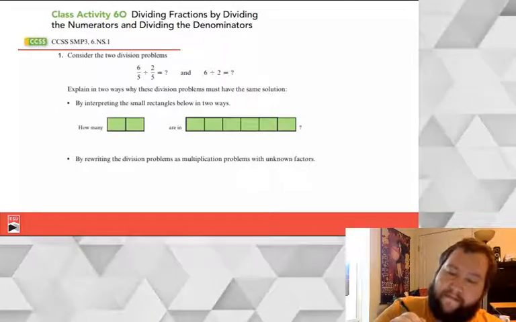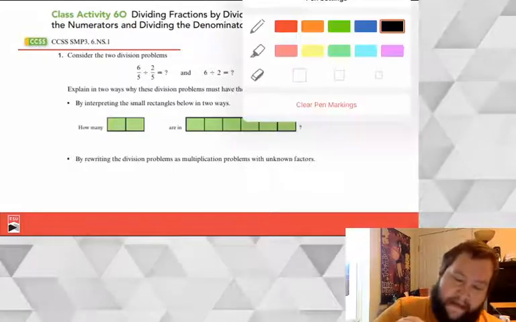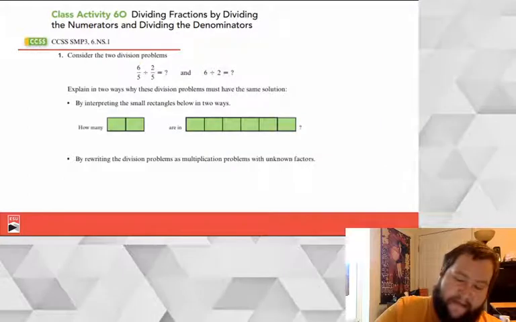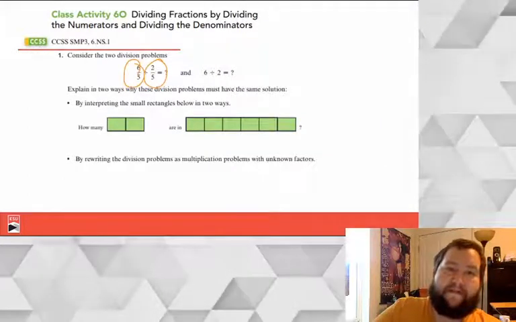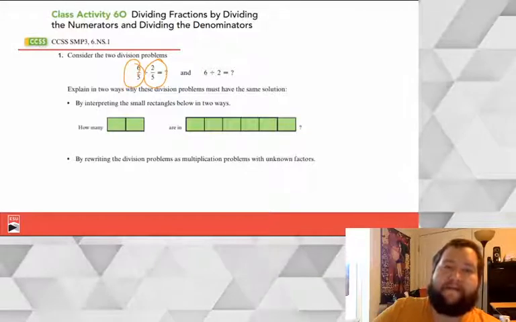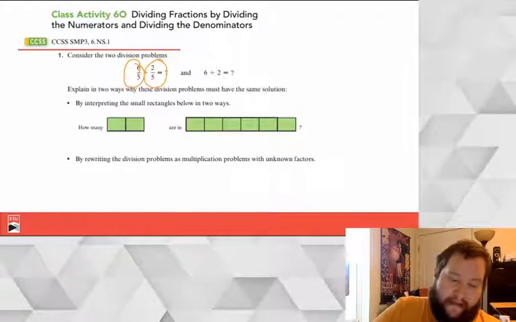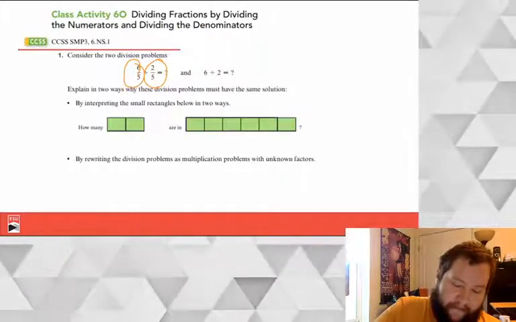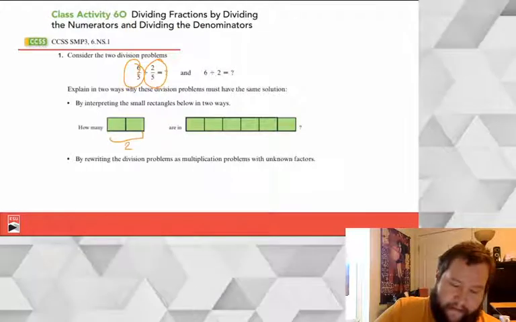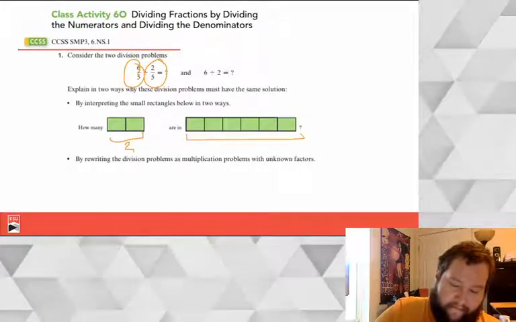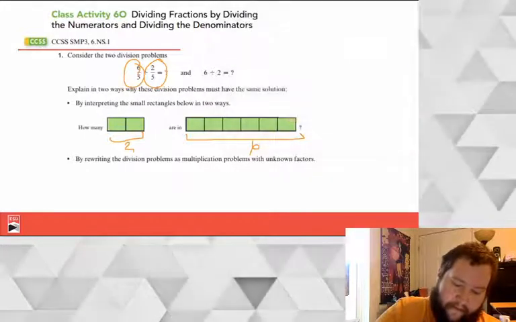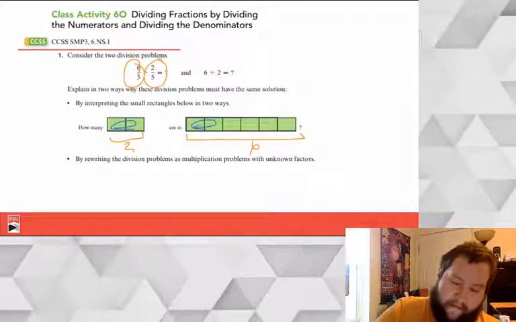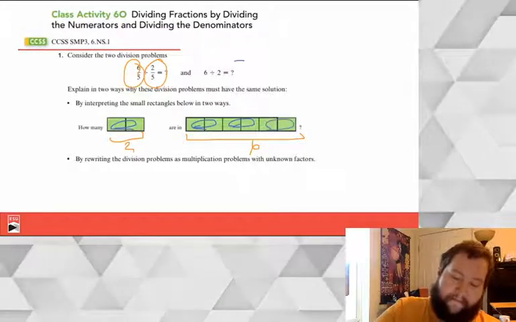Here we have 6 divided by 2, and 6/5 divided by 2/5. It says consider these two. Explain in 2 ways why they must have the same solution. So here, if this is 2 and this is 6, well, use a different color. We have 1, so once, twice, 3 times. 6 over 2 is 3.